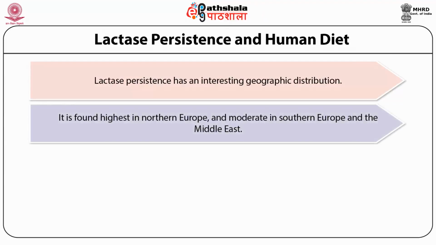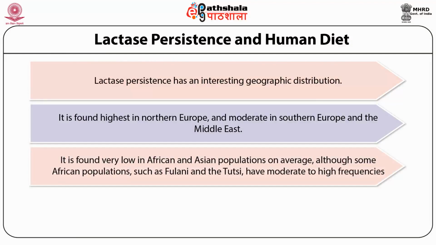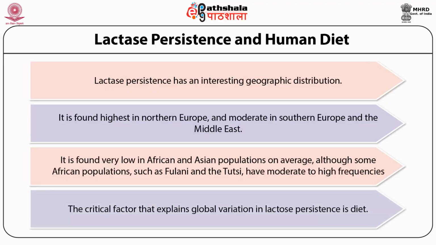It is found highest in Northern Europe and moderate in Southern Europe and the Middle East. It is found very low in African and Asian populations on average, although some African populations have moderate to high frequencies. Variation in Africa is particularly revealing because some populations are found with a high frequency of lactase persistence and some have very low levels of lactase. The critical factor that explains global variation in lactase persistence is diet.